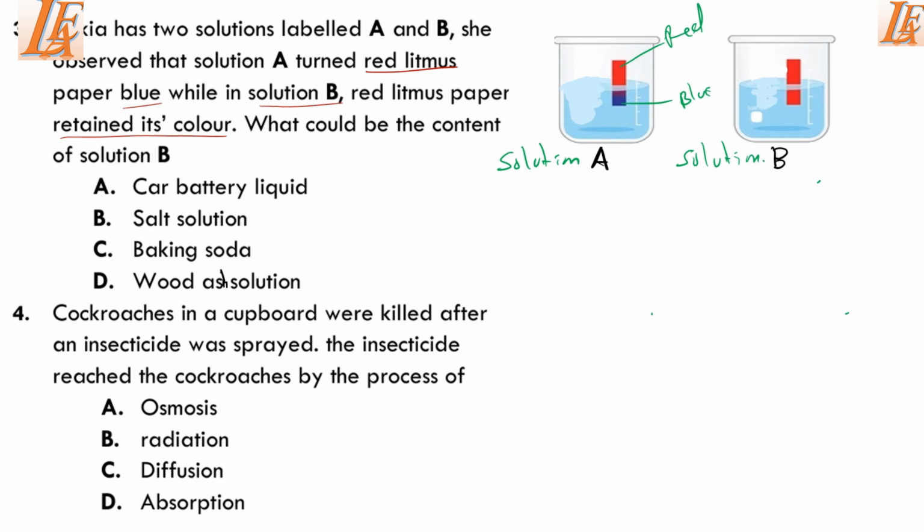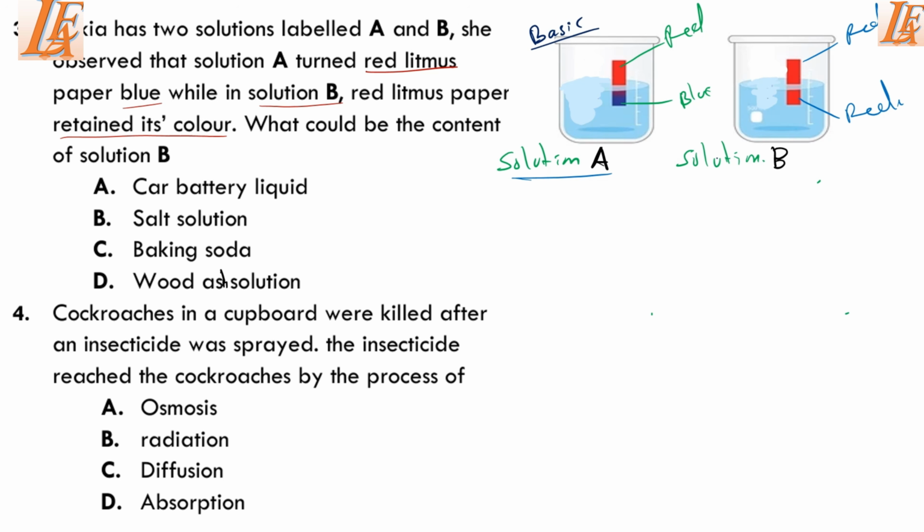Then for solution B, the red litmus paper, this red, it has remained red. Now let's look at the possible solutions which can be solution A. In solution A, the only nature of the solution that can change a red litmus paper to blue is a solution which is basic or a base.